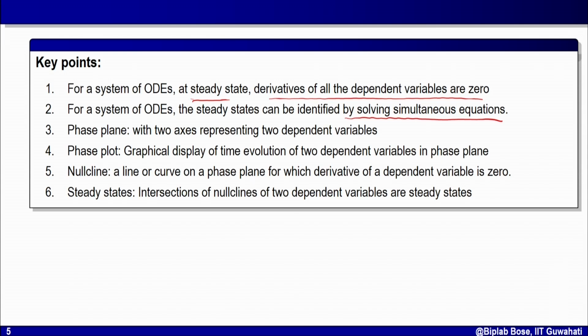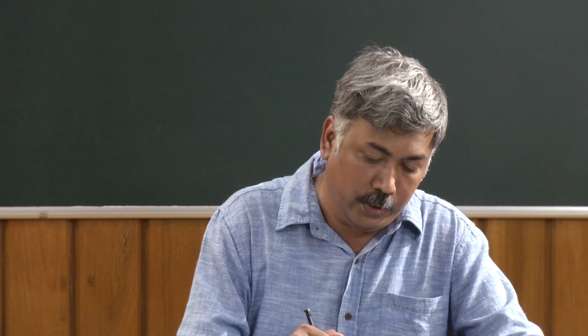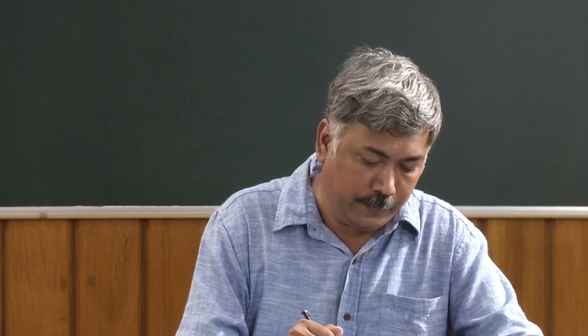We have also discussed the phase plane. In a phase plane, two axes represent two dependent variables, and we want to understand the time evolution of these two variables in this plane. A phase plot is nothing but a graphical display of the time evolution of two dependent variables in a phase plane. We have not drawn the phase plot yet. We have just introduced the concept here in this module.